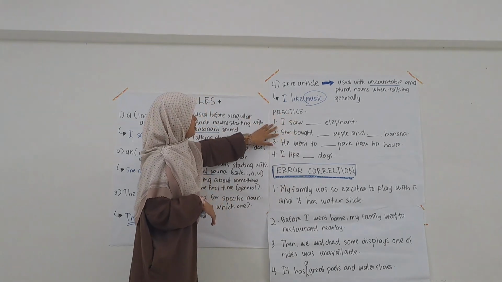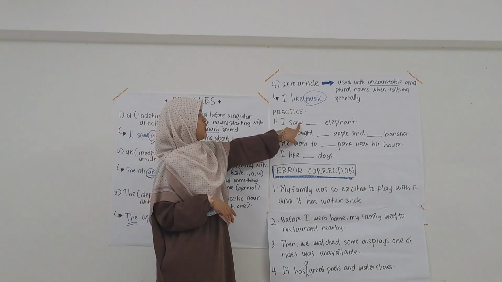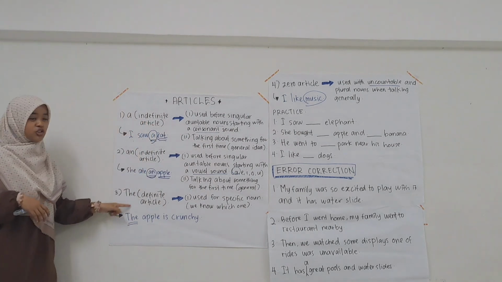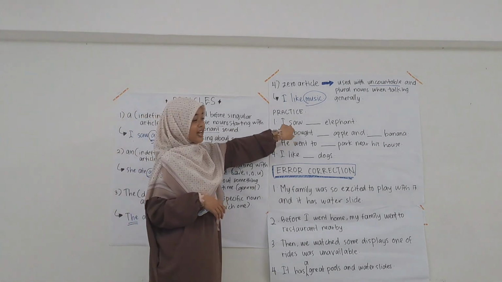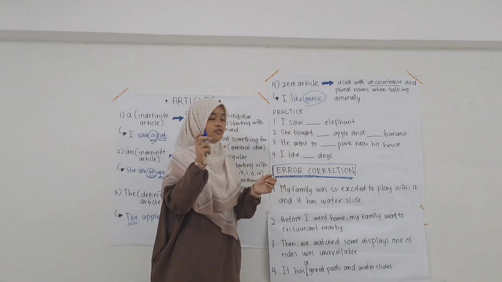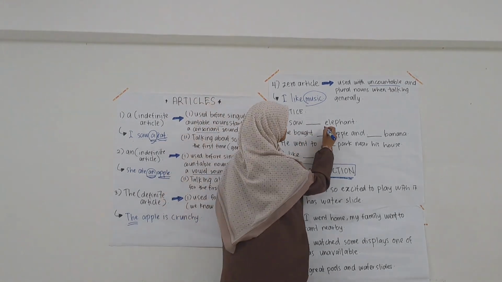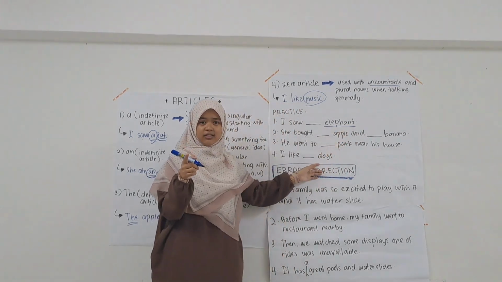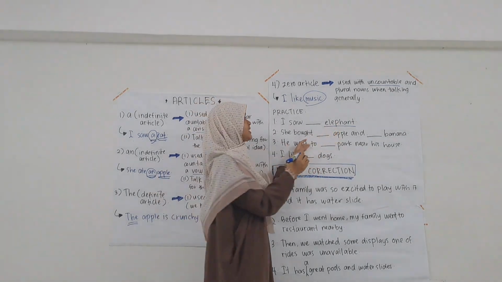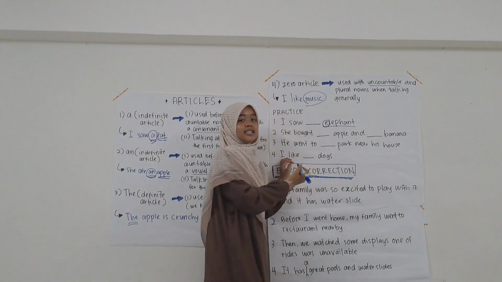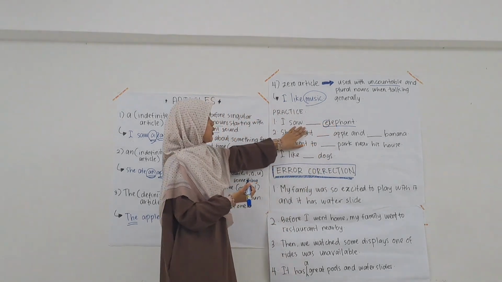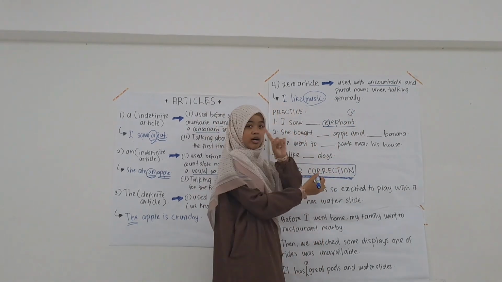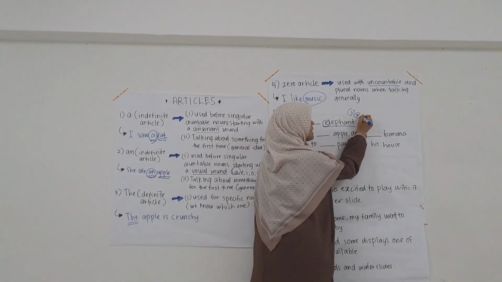Okay, so the first one, I saw elephant. Which article do you think we should use for the first sentence? I saw elephant. Okay, let's evaluate this together. Elephant is a countable noun, right? And also it starts with the vowel sound, which is E. So I saw elephant starts with the vowel sound. That's one. Second one is it is a countable noun.